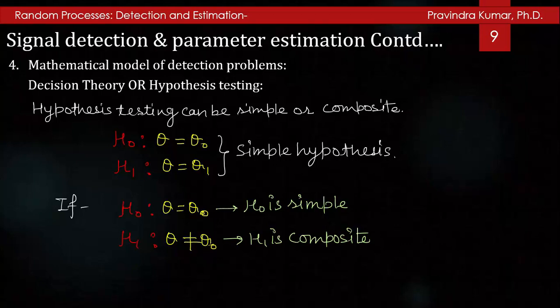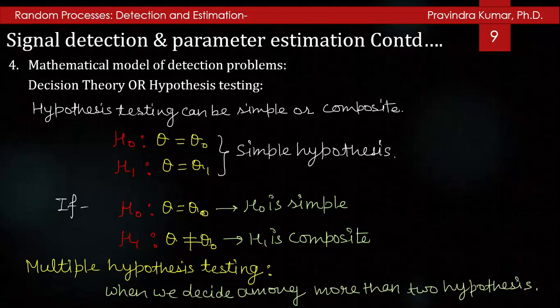This type of hypothesis testing is known as binary hypothesis testing, that is encountered in communication. When we decide among more than two hypotheses, then it is referred to as a multiple hypothesis testing problem. For example, in speech recognition, our goal is to determine which digit among 10 possible ones is spoken.